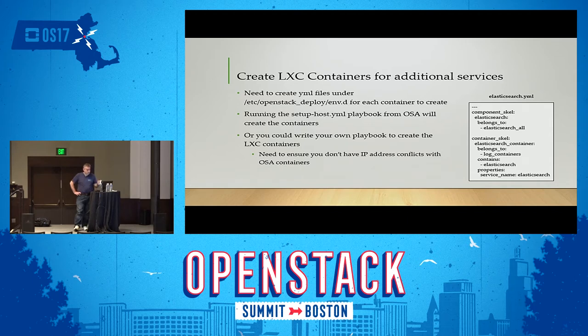The container_skeleton says that I have an Elasticsearch container that belongs to log_containers. I'll skip that for a second. It contains elasticsearch. When it contains elasticsearch, it goes back up to the component skeleton, and that's the association between the container skeleton and the component skeleton. The belongs_to log_containers tells OpenStack Ansible to install this on any host that is identified as a log container. In the default OpenStack Ansible setup, log containers are associated with the controller nodes, and log containers was originally defined by rsyslog. So wherever the rsyslog container is installed, the Elasticsearch container will be installed also.